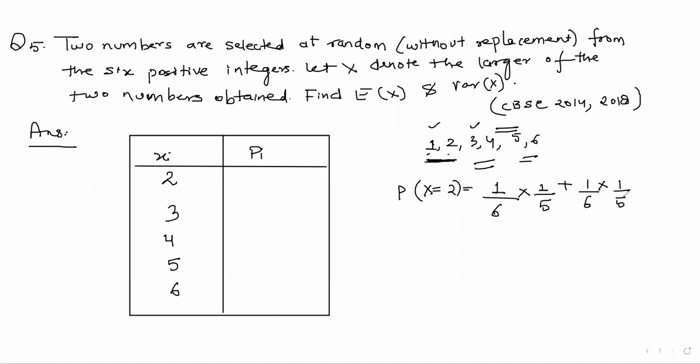This is clear, Nabil? So 6 times 5 is 30, 30. So this is 2 by 30, which is 1 by 15. Nabil, please confirm. Okay. So Nabil, can you tell me for the third one, P(X = 3), what is the probability? Okay. So when will we get a 3? When the first number is either 1 or 2. Clear, Nabil? So we will combine these two cases. So what's the probability of getting 1 or 2?